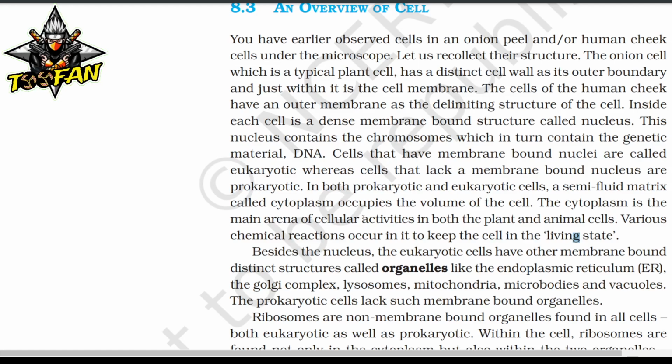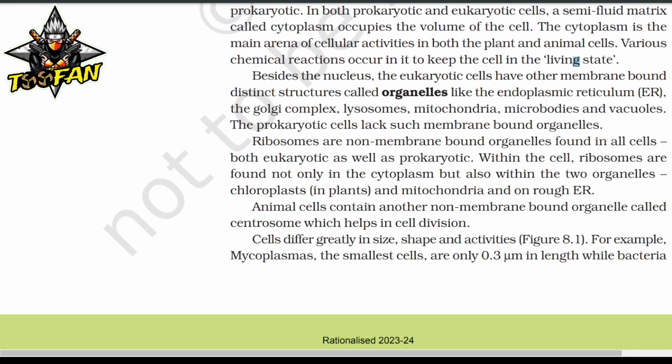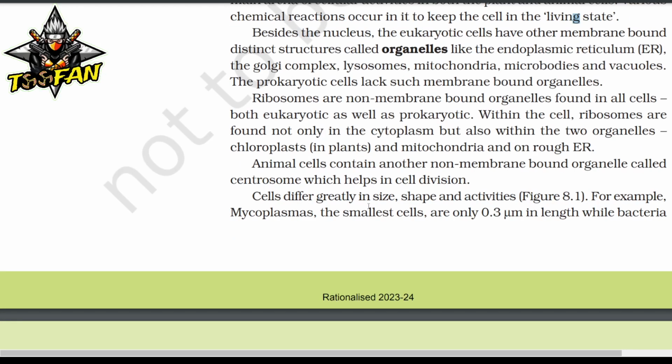Besides the nucleus, the eukaryotic cell has membrane-bound distinct structures called organelles, like the endoplasmic reticulum, Golgi complex, lysosomes, mitochondria, microbodies, and vacuoles. The prokaryotic cells lack such membrane-bound organelles. Ribosomes are non-membrane-bound organelles found in all cells, both eukaryotic as well as prokaryotic. Within the cell, ribosomes are found not only in the cytoplasm but also within two organelles, chloroplasts in plants and mitochondria, and on rough ER. Animal cells contain another non-membrane-bound organelle called the centrosome, which helps in cell division.